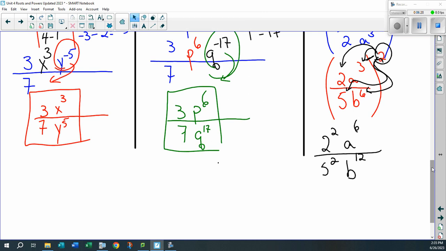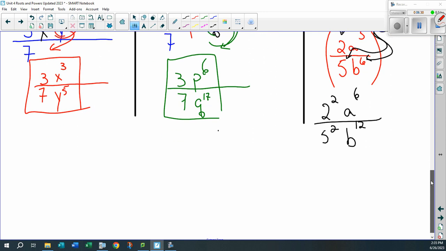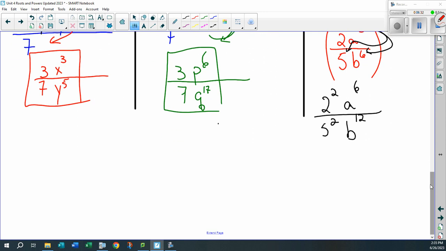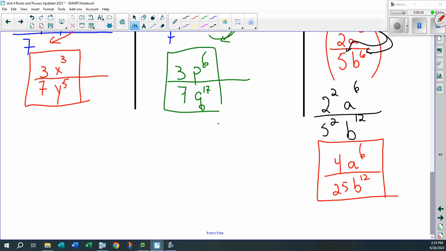Now, all you got to do is just clean this up a little bit. Okay, let's clean it up. 2 squared is 4, a to the 6, over 5 squared is 25, b to the 12, and you are now officially done. Interesting stuff, hey?